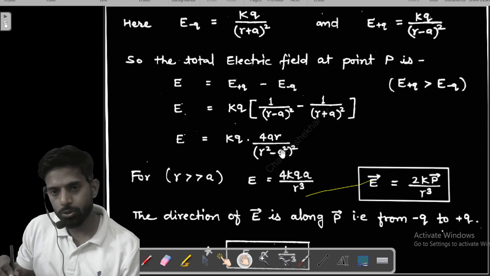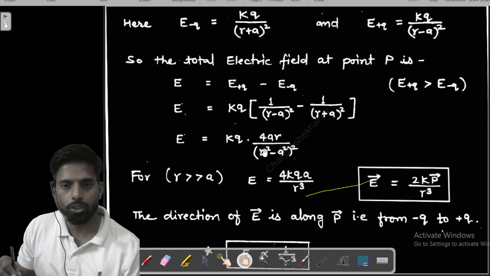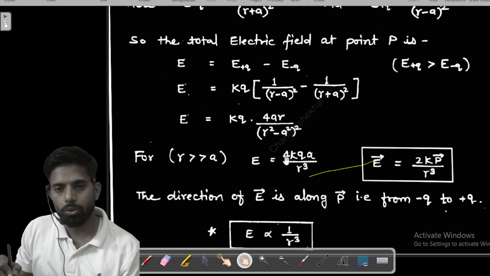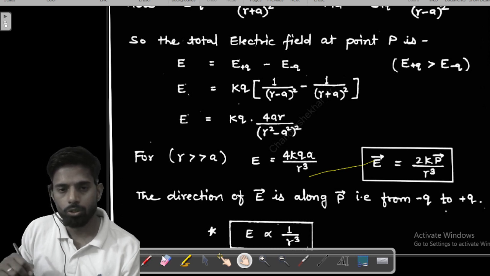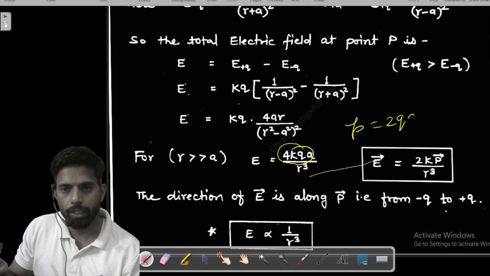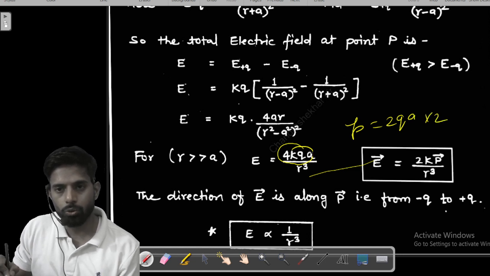So if you substitute the value of a as 0, we will get r square to the power square. R will cancel and we will get r cube. So this is the electric field, and we can also write 4kq. So we can convert it into the dipole moment formula. What is the formula for dipole moment? Rho is equal to 2qa. So here we have 4kqa.